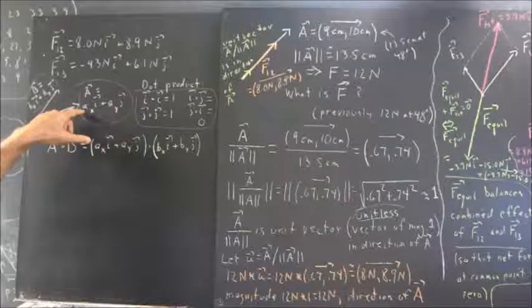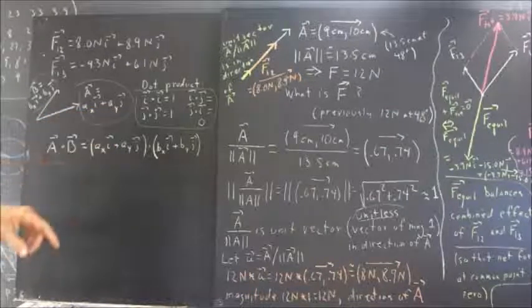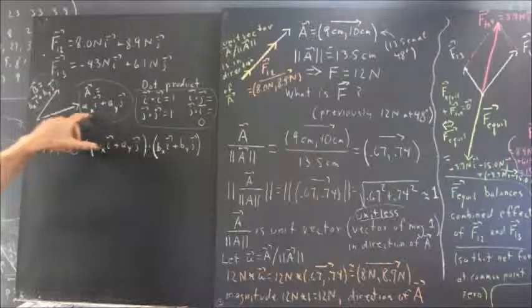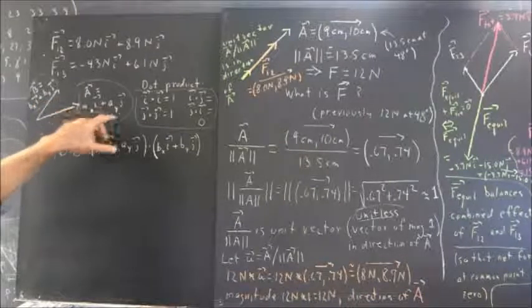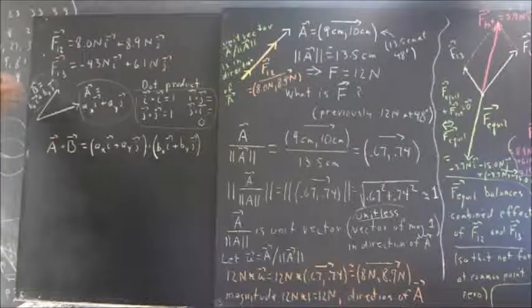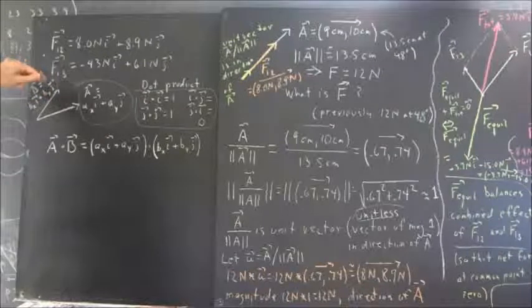A is going to have an X component and a Y component. So we're going to call those little ax and little ay. And the X component, of course, the vector X component is ax times the I vector. The Y component is ay times the J vector. Similarly, the B vector is bx times the I vector plus by times the J vector.